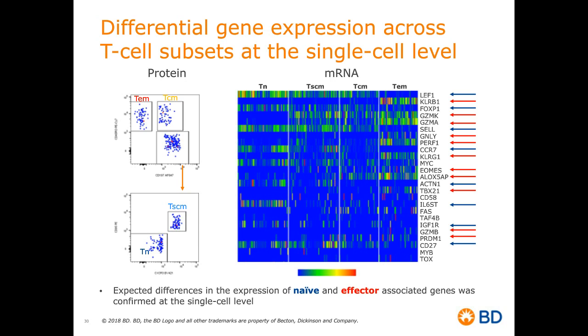And this becomes very important because while we confirm that we see the trend of naive effector genes expressed on the naive cells, and effector genes like KLRB1 or granzyme K, granzyme A, you can observe that they progressively are expressed in the effector memory. It also informs us about the heterogeneity of the cells that we have sorted.